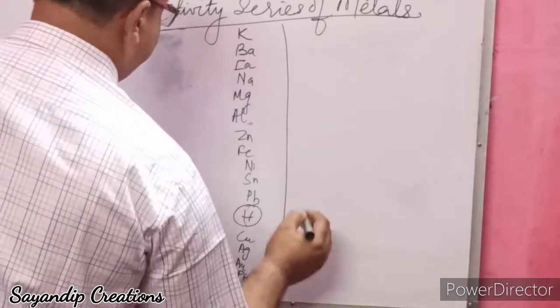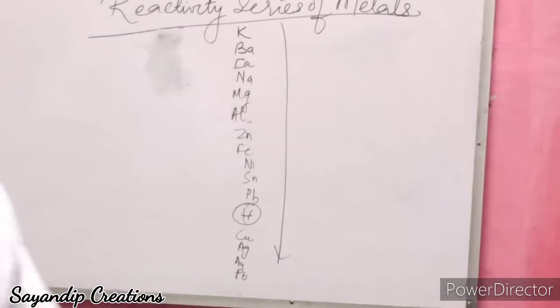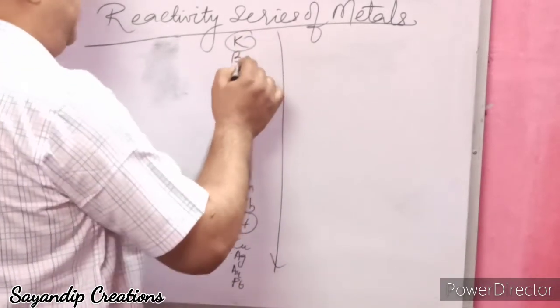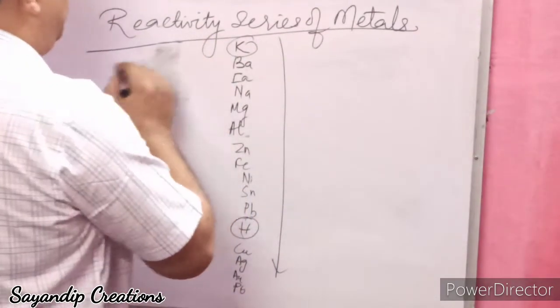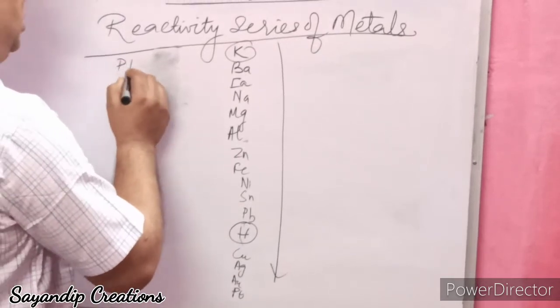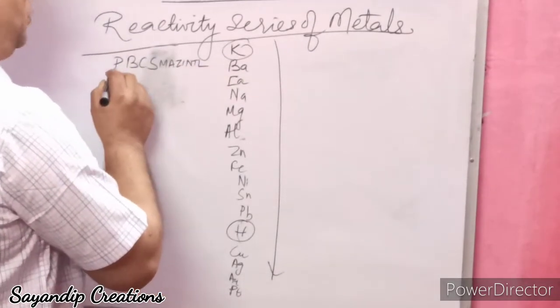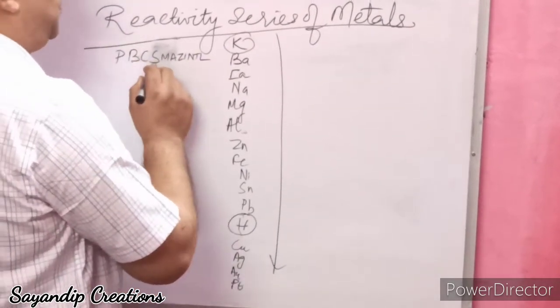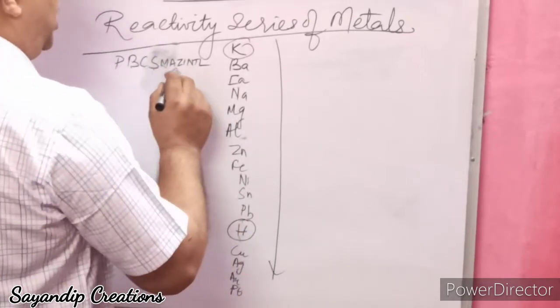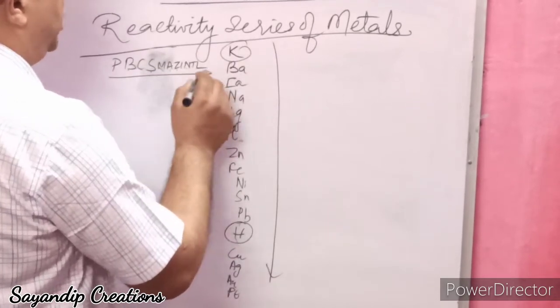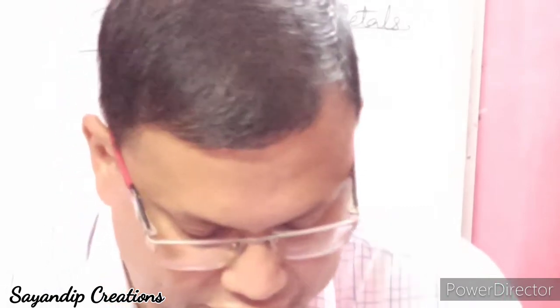The most reactive metal is at the top. This is potassium, then barium, then calcium. You can remember it as PBCS Mazintl: P for potassium, B for barium, C for calcium, S for sodium, M for magnesium, A for aluminium, Z for zinc, I for iron, N for nickel, T for tin, L for lead. In this way, the reactivity series decreases. Less reactive metals such as silver and gold are found in the free state.